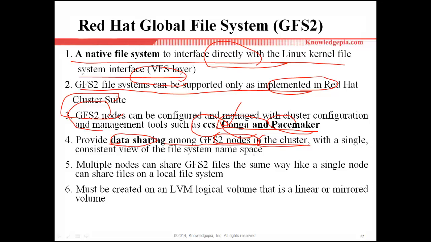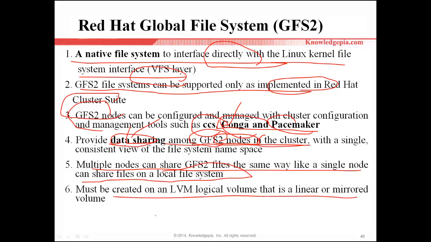The GFS file system normally provides data sharing among GFS nodes in the cluster. In this case, each cluster node must start the GFS file system daemon to share the data. Multiple nodes can share a GFS file system the same way a single node can share files on a local file system. It must be created on an LVM logical volume, which is linear or mirrored. Linear and mirrored are types of LVM logical volumes, and in chapter 11 I will explain LVM as well.